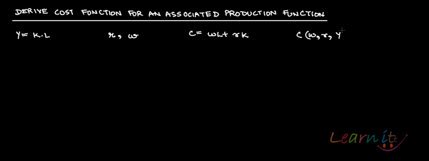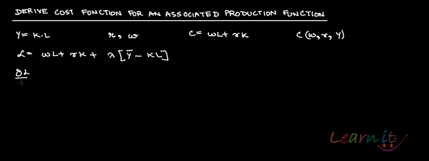This is the cost function which you have. So it tries to find out what is the minimum cost of producing this level of output. Now how do we go about it? What we do is form the Lagrangian. We write WL plus RK plus lambda, and we have to minimize this cost subject to this production function. Say we have to get this much unit of output, y bar minus KL.